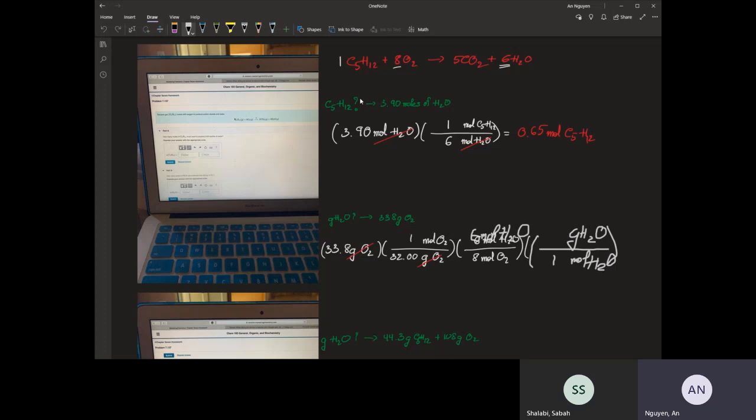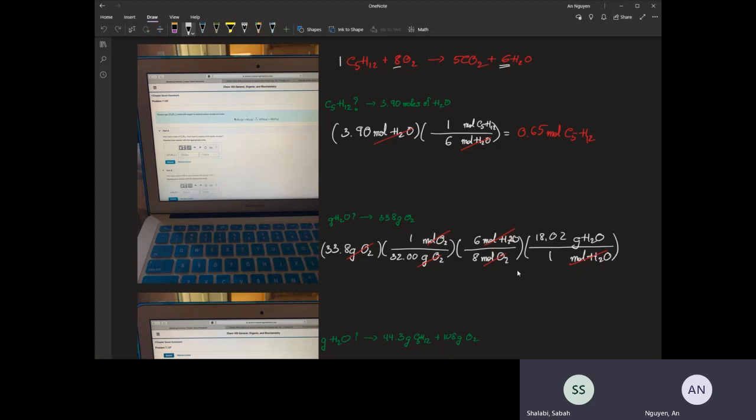Okay, so we have to convert that to grams of H2O. So grams of H2O on top, moles of H2O on the bottom, and we have 18.02 grams of H2O for every 1 mole. And then we just carry out the calculation. We can see that moles of H2O is canceled, moles of oxygen is canceled, giving us only grams of H2O. So then we multiply across.